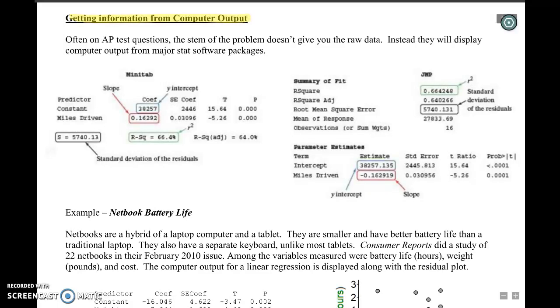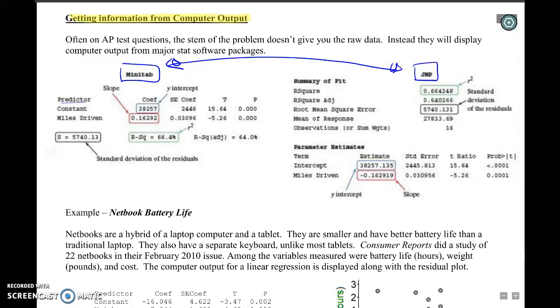So here's computer output from two common programs, Minitab. This is what I use in class sometimes, and then this is JMP or Jump, which I don't use as much, but I'm starting to. I don't know. I should start having you guys get one of these programs and use them in class, but I'm not there yet. So here's what it looks like.